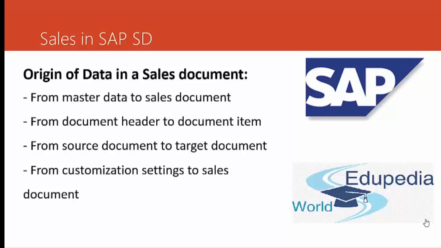The last source is from customization settings to sales document. SAP copies the defaults defined in the customization settings to the sales documents. Values such as default billing type and the default delivery type are copied to the sales document so that SAP can use these defaults to perform the subsequent steps without any user intervention. This makes the process more automated.